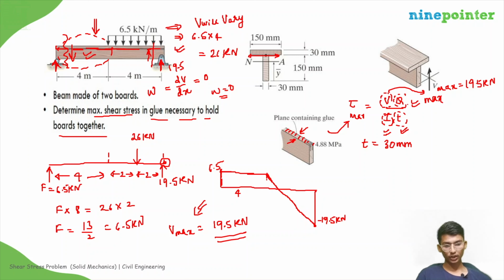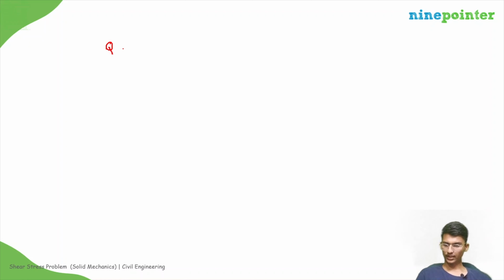And we need to calculate Q. So for Q, we need to consider this area, right? So this area will be, for Q, that area will be 150 into 30 and into Y dash, right?